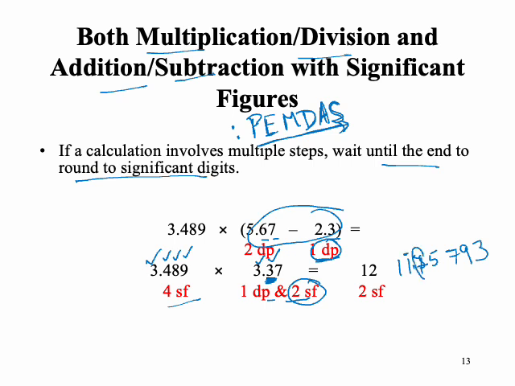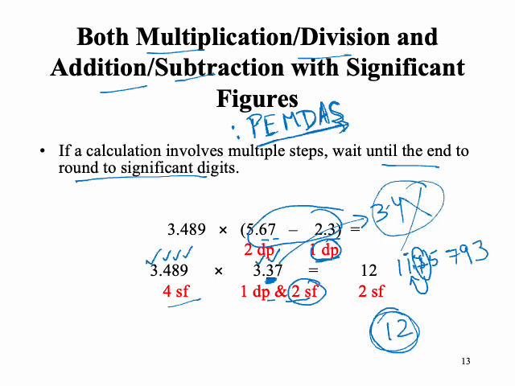The following digit is 7, which is greater than 5, so I will round the number up and it becomes 12. So the idea here is, whenever you are solving with multiple steps, you do not round your digit until you reach the final answer. What does that mean? For example, this was 3.37. I know it should be 1 decimal place. I'm not going to round this to 3.4. That would be incorrect. It would give me the wrong answer.